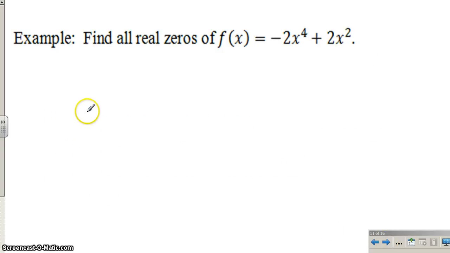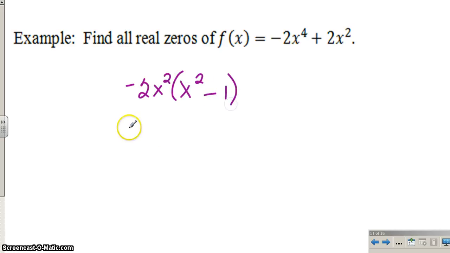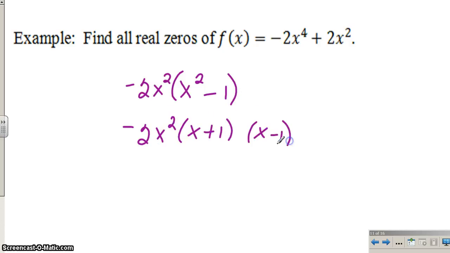So if we take a look at this example, and we want to find all the real zeros, you can start by factoring out a GCF here. So you can take out a negative 2x squared. And when you take out a negative 2x squared, you're left with x squared minus 1. So then we have negative 2x squared, and then this is a difference of 2 squares, so x plus 1, x minus 1. So this is our completely factored function.